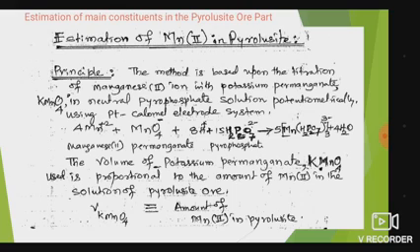The volume of potassium permanganate, KMnO4, used is proportional to the amount of manganese(II) in the solution of pyrolusite ore. In this reaction the reduction of manganese takes place, and a complexation reaction occurs. The volume of potassium permanganate required is proportional to the amount of Mn2+ in the solution of the pyrolusite ore.